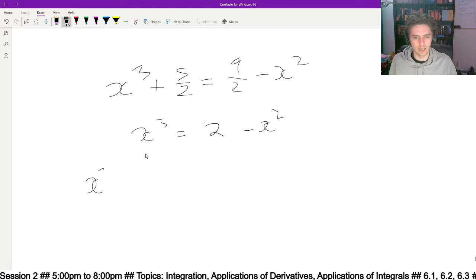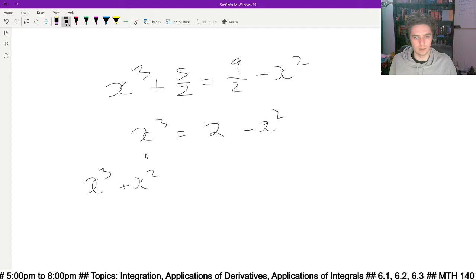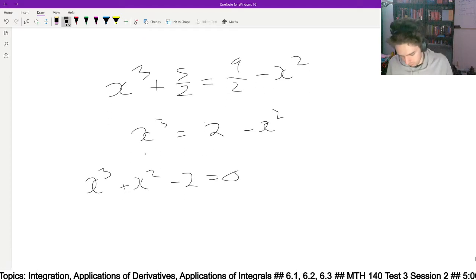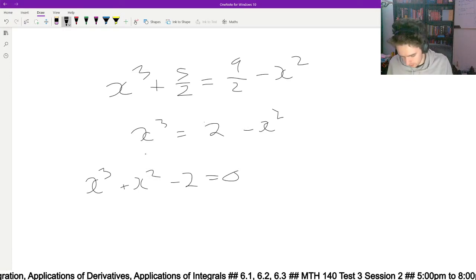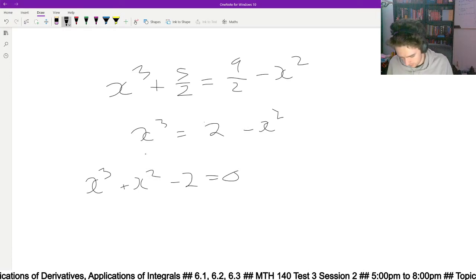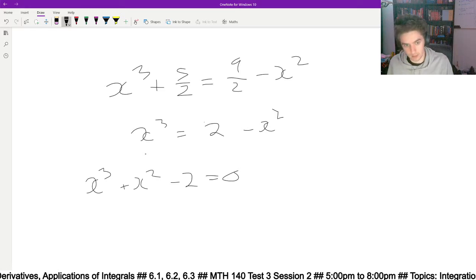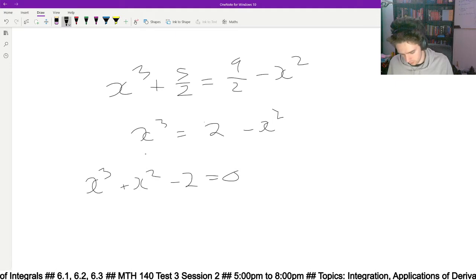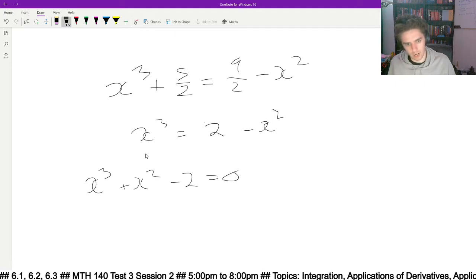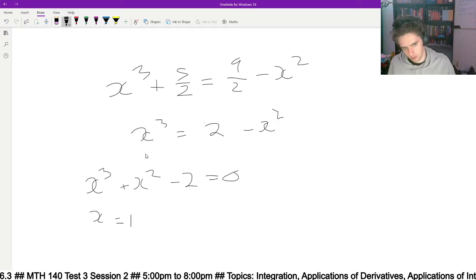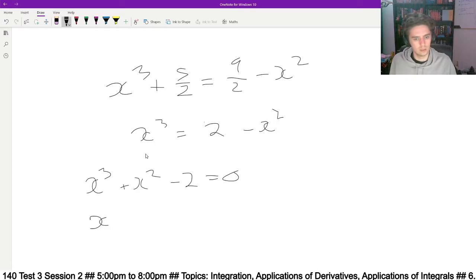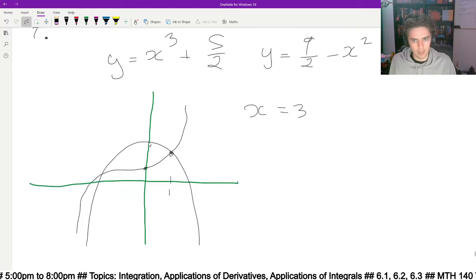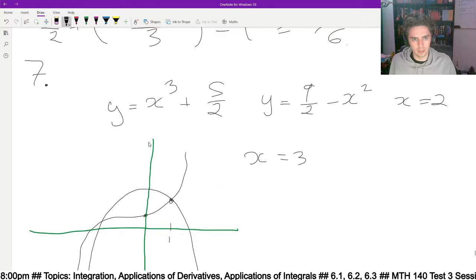So, solving for x, I'll put it all on one side. X cubed plus x squared minus 2 equals 0. And I'll just plug this into my calculator. So it's 1, 1, 0, negative 2. So my solutions are x equals 1, and that's it. That's the only real solution. X equals 1.